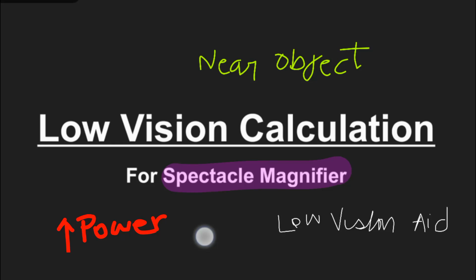So you have to calculate these powers and magnification with the help of some formulas, and I have discussed videos regarding low vision calculation, one was the calculation of the magnification for the handheld magnifier and also the magnification calculation for the telescope. So today we are going to discuss some other low vision aid type, which is the spectacle magnifier.